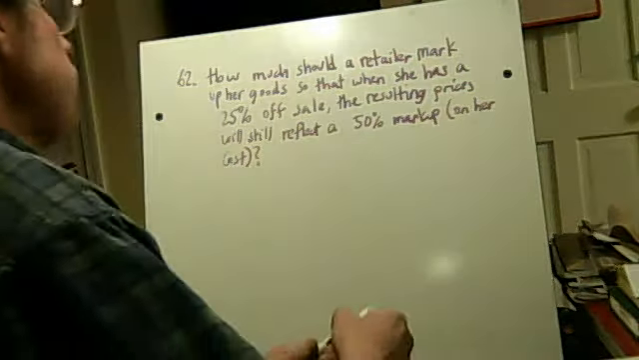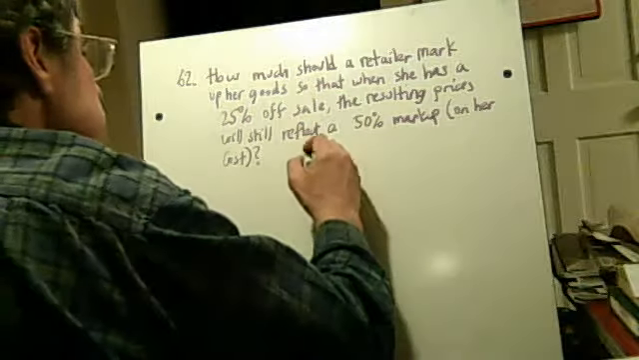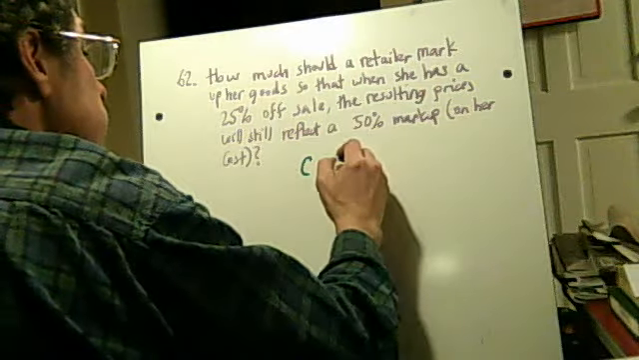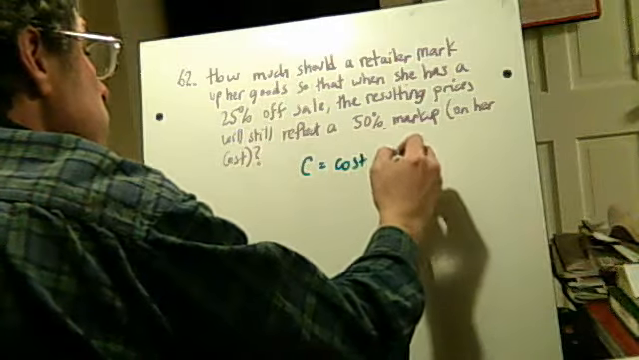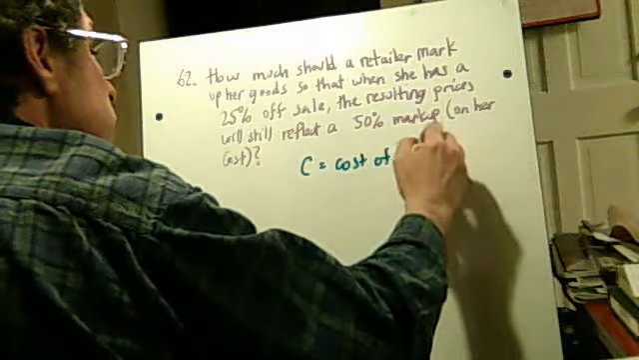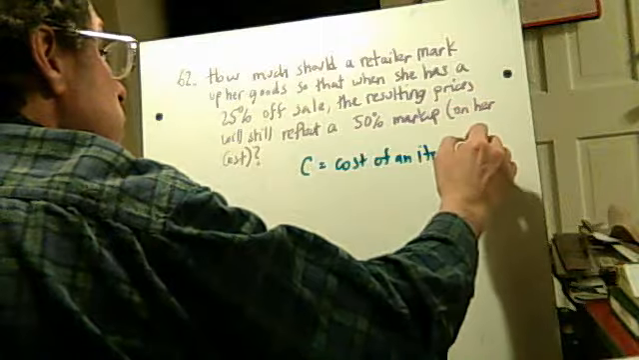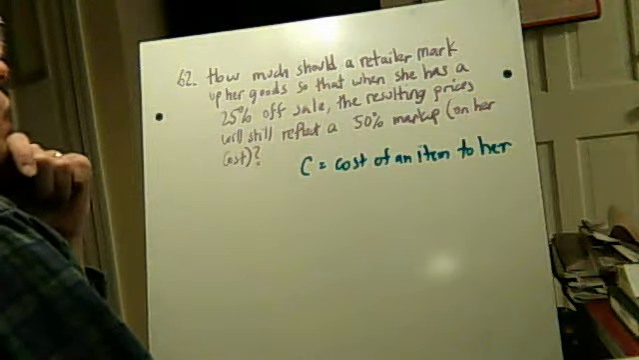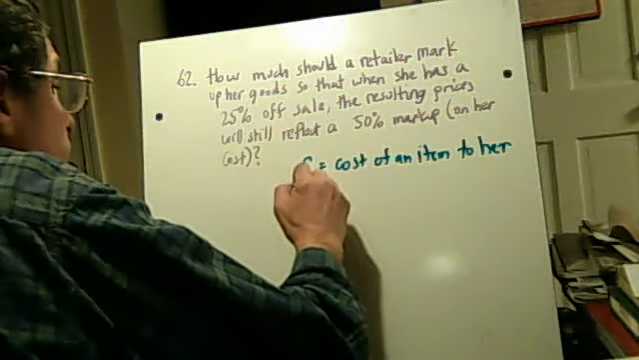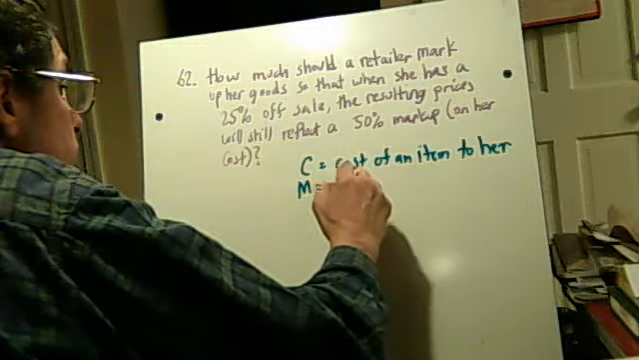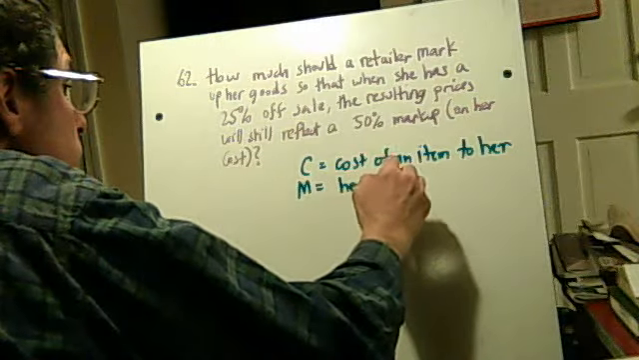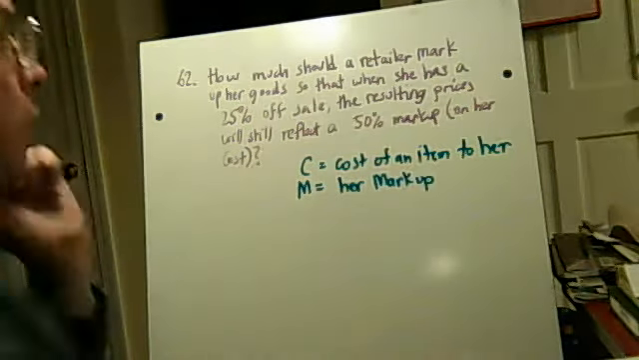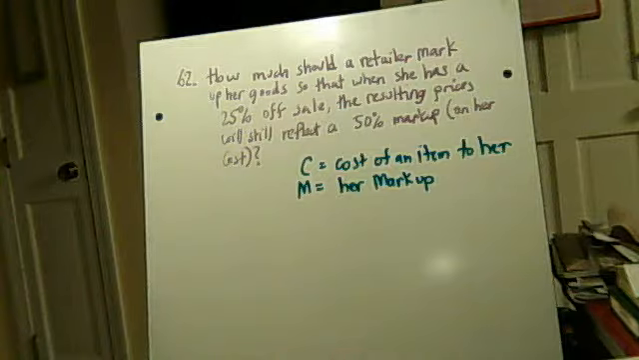Okay, now, so let's say that C is the cost of an item to the retailer. I'm going to call it her. Okay? Well, let's say that M is her markup. It's going to be a number like 1.5 or 1.6 or 1.7. It's the amount, it's the factor that she's going to mark the price up.